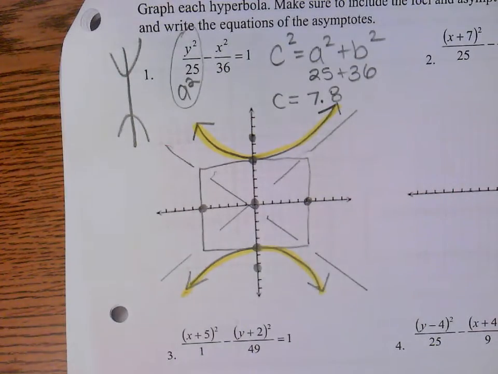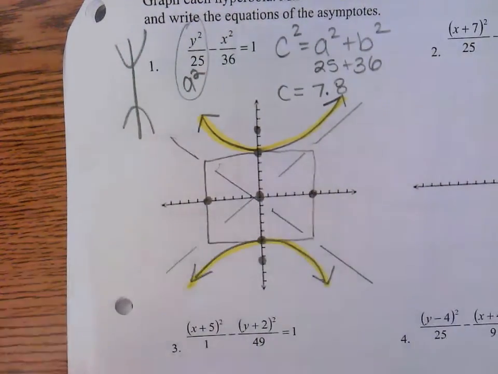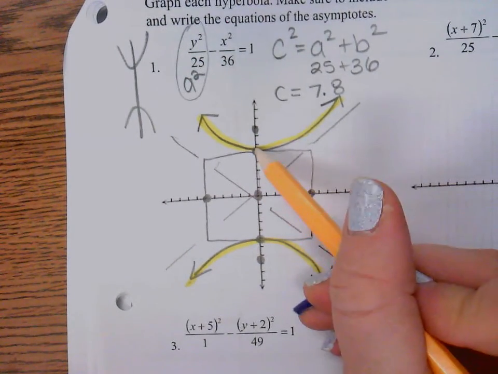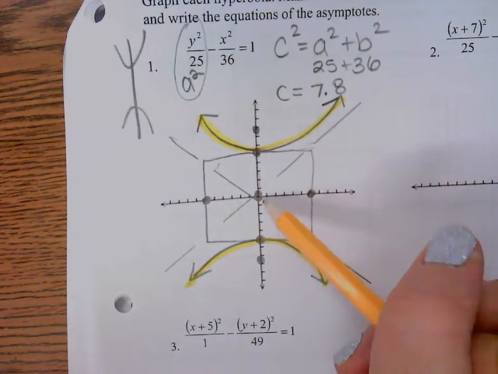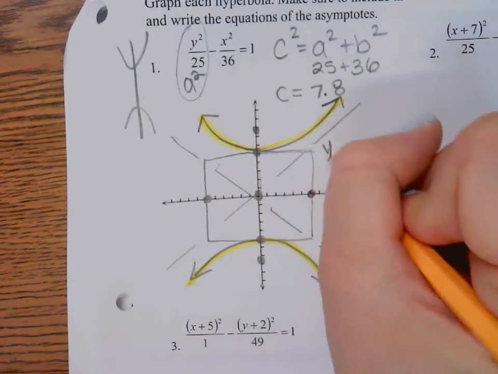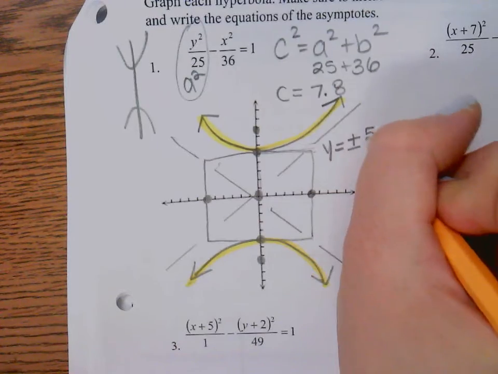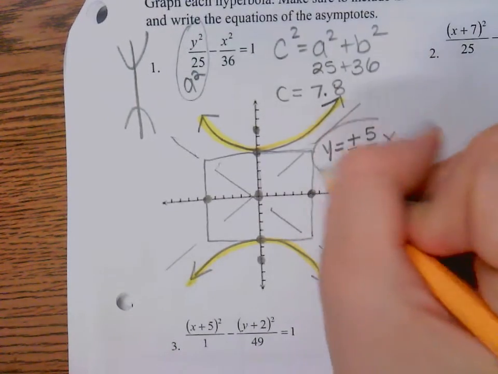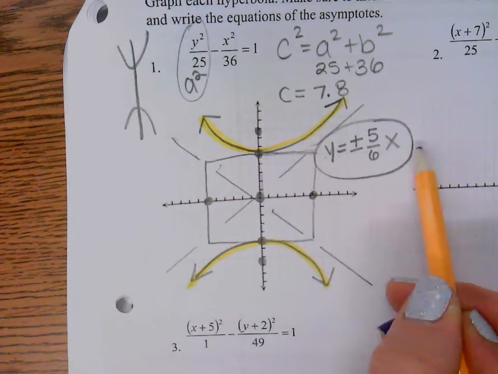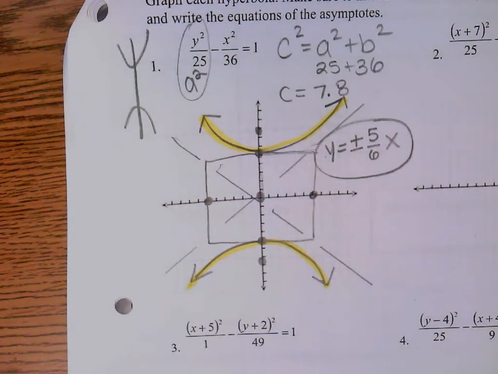All right, so the last step is to write the equation of the asymptotes. They go through 0, 0, so I can use slope-intercept form. And so slope-intercept form is just what's the rise and what's the run. I went up 5 and I went over 6. So my asymptotes are just plus or minus 5/6 x, right? Because it's y equals mx, and b is 0 in this case, because the y-intercept was 0.